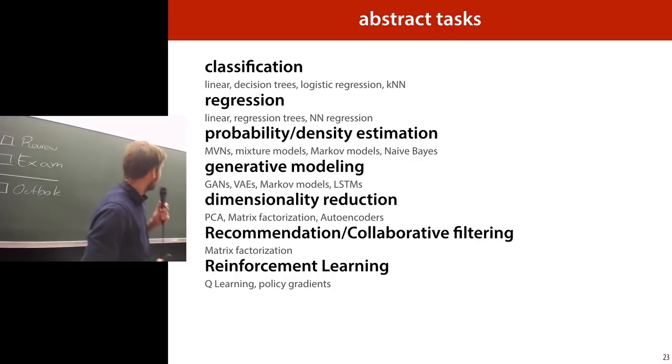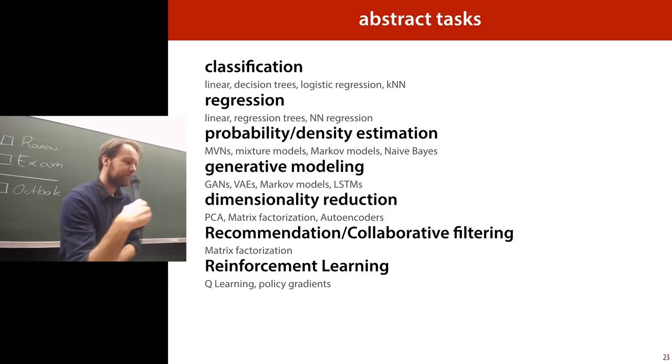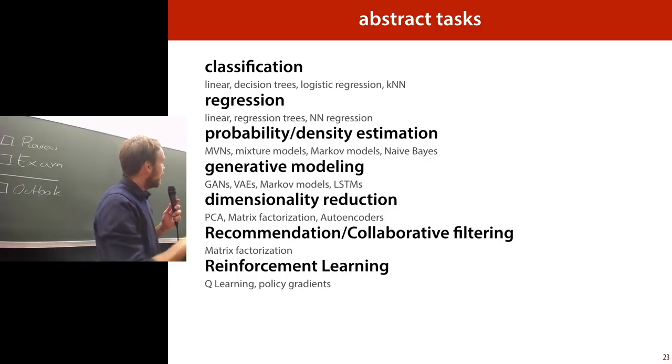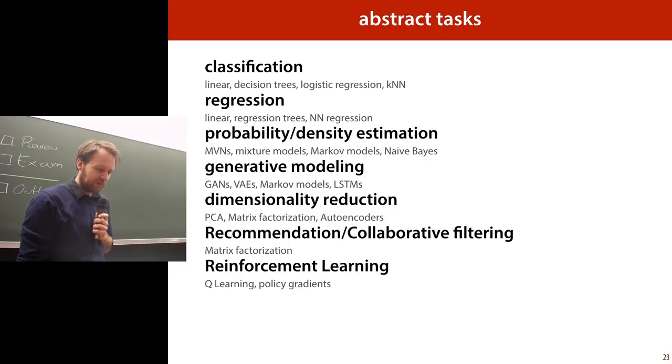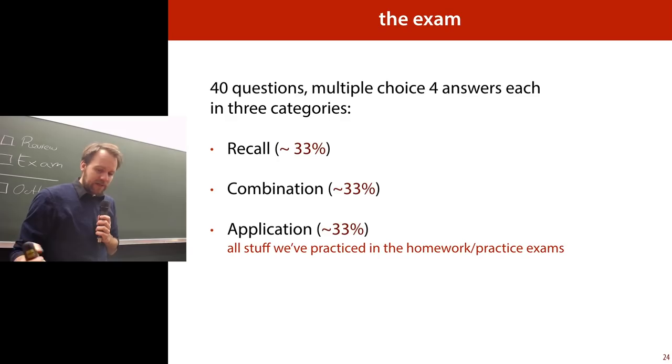And finally, before we move to the exam itself, these are all the abstract tasks we talked about. So classification, regression, density estimation, generative modeling, dimensionality reduction, recommendation, and reinforcement learning. It's probably not all of them, but pretty close to all of them. And these are more or less all of the models that we talked about in the lecture, I think. So again, an overview to use while you're trying to build a picture of everything we talked about in your head. So that's the review.